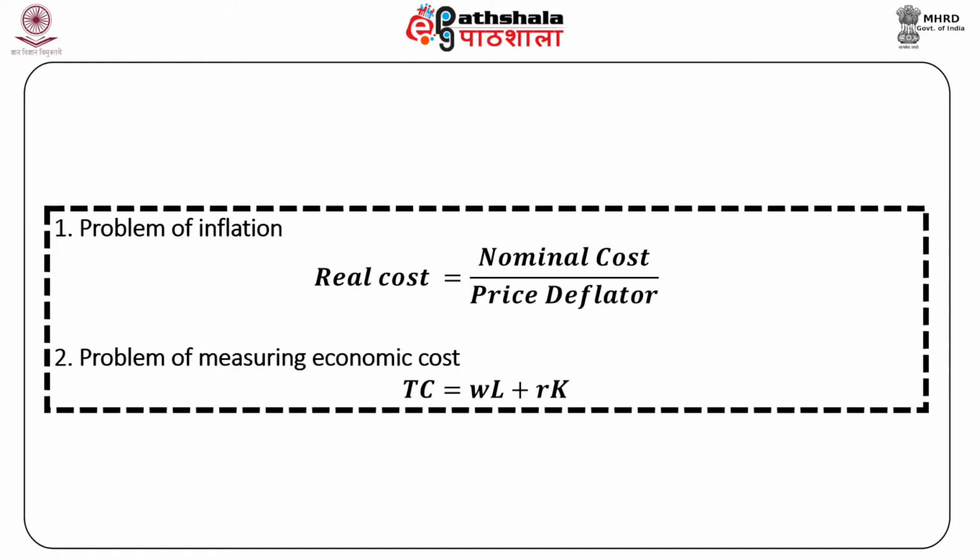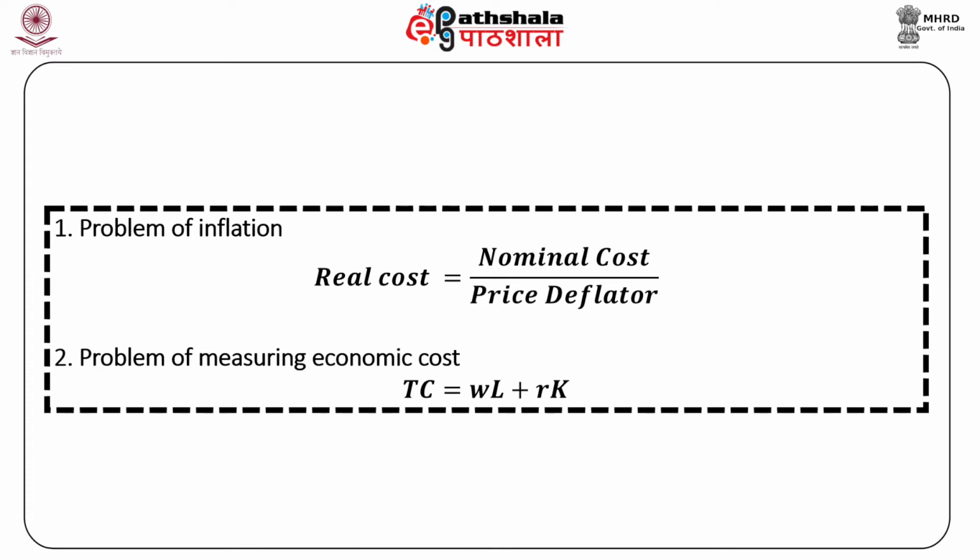In order to estimate cost correctly, therefore, we need to convert the nominal cost data into the real cost data, where real cost is a measure of cost without the effect of inflation. To change the nominal cost into the real cost, we can make use of an appropriate implicit price deflator as follows. Real cost is equal to nominal cost divided by the price deflator.